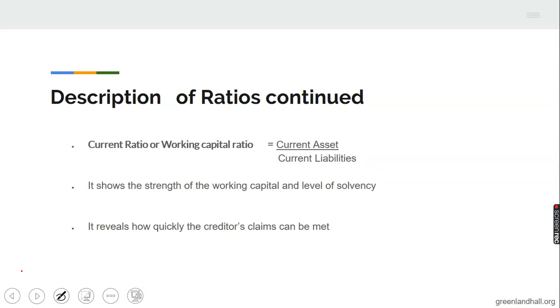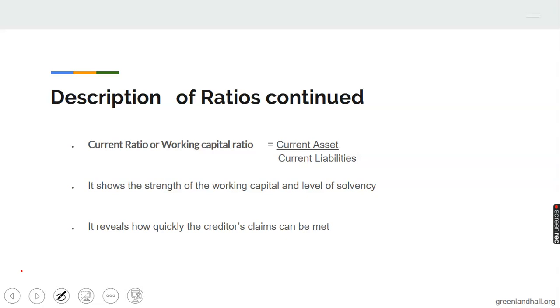We equally have current ratio or working capital ratio. Current ratio or working capital ratio simply refers to the ratio between the current assets and the current liabilities. The current assets consist of items like cash in hand, cash in bank, stock, prepaid amounts, and so on and so forth.